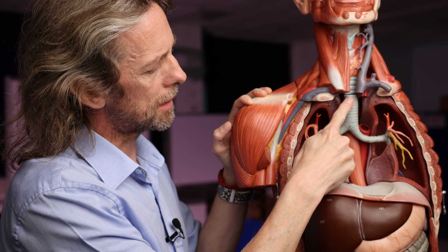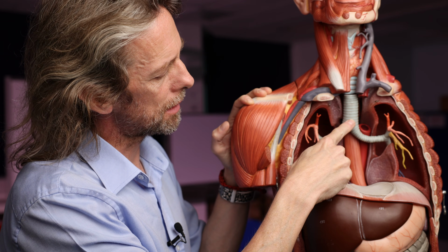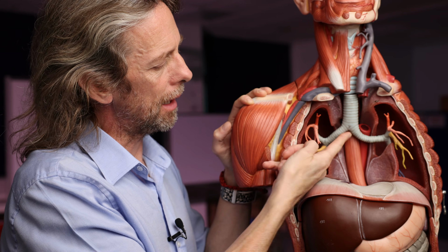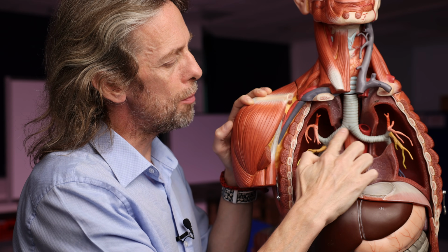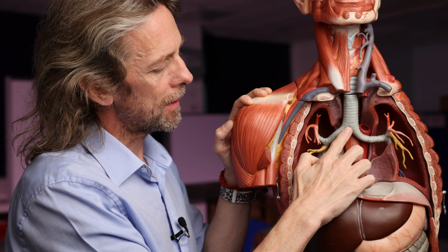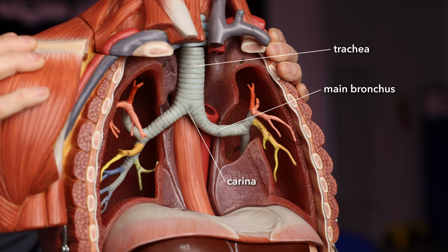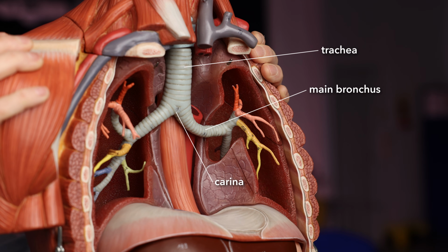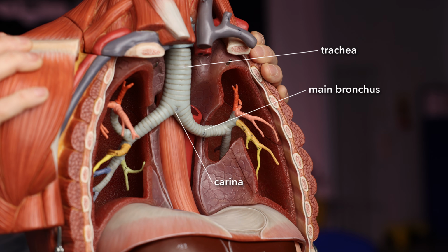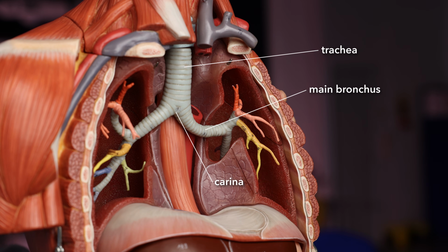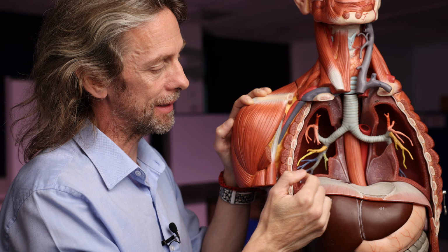So the trachea descends down into the thorax, and it divides here into two main bronchi. The point at which it divides, this is a bifurcation of the airway, split into two. And this gets called the carina. So the trachea becomes the left main bronchus and the right main bronchus, because we have a left lung and a right lung, so the airway is reflecting that.